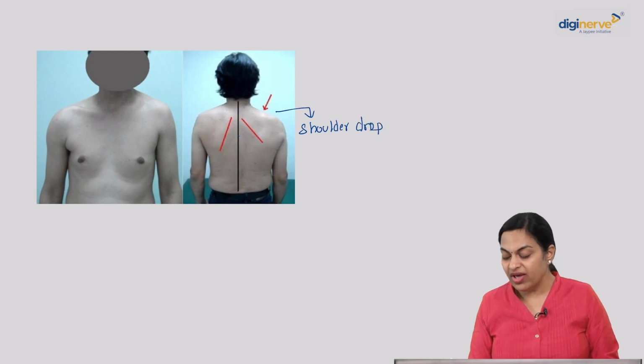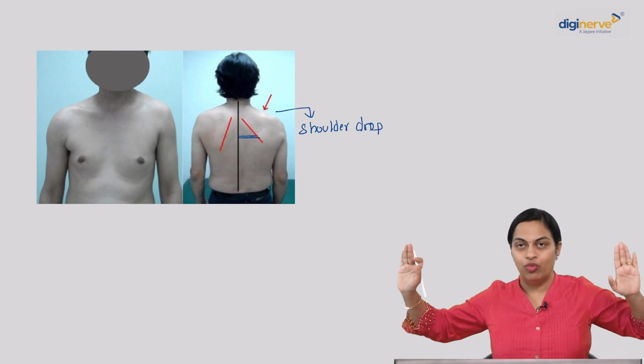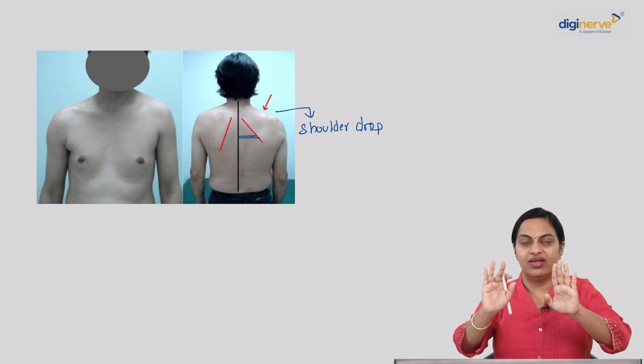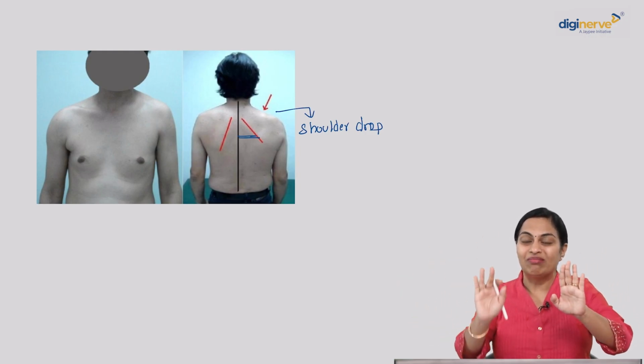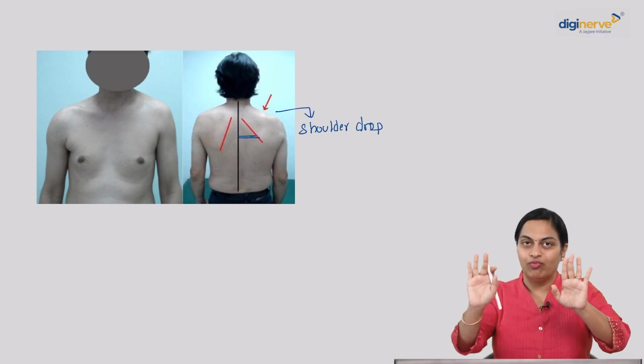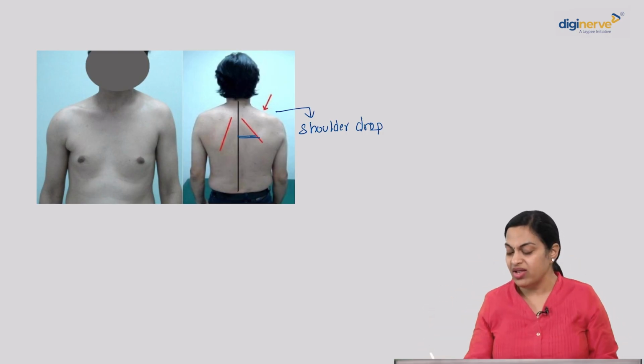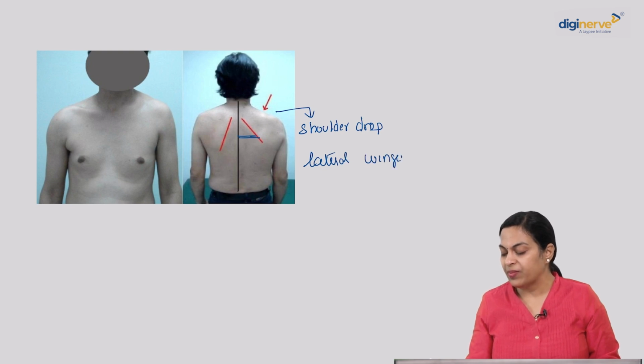Okay. The middle fibers of the trapezius have to pull the scapula towards the midline. So if the middle fibers of the trapezius are paralyzed, the scapula will not be pulled towards the midline, it will go laterally. That is called as lateral winging of scapula.